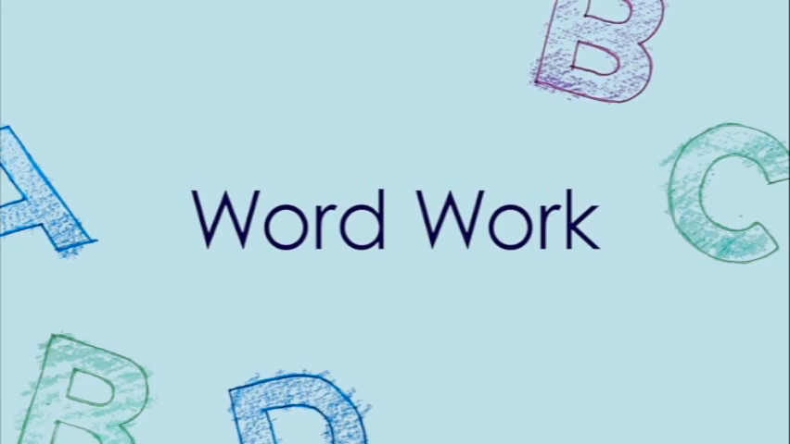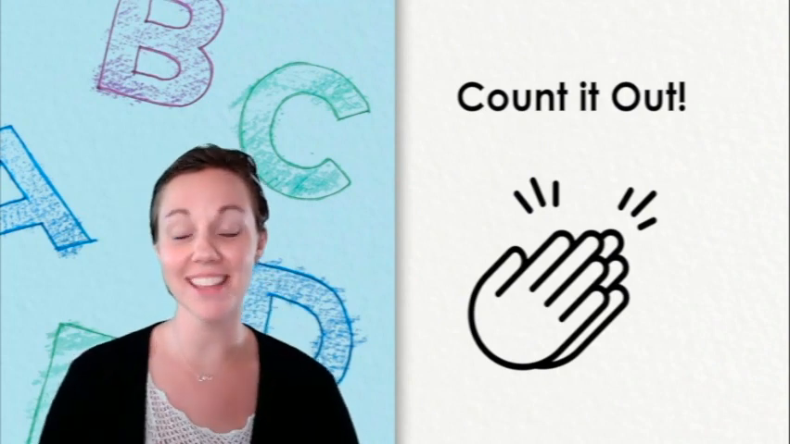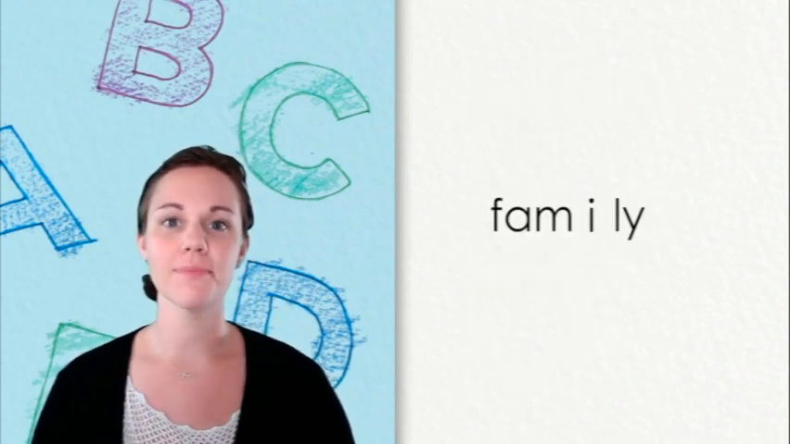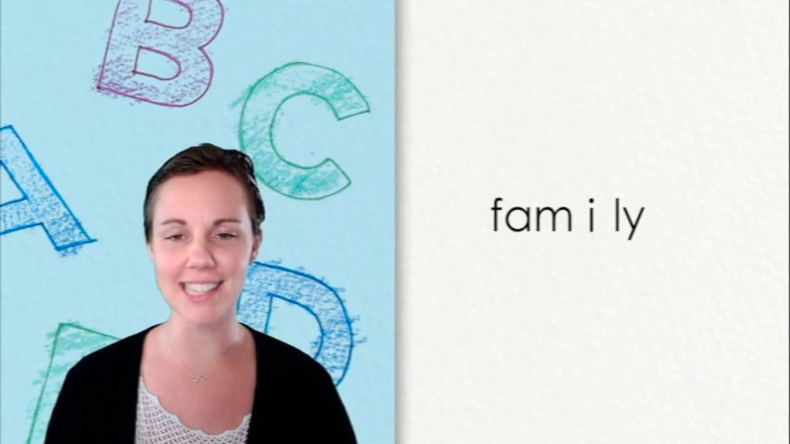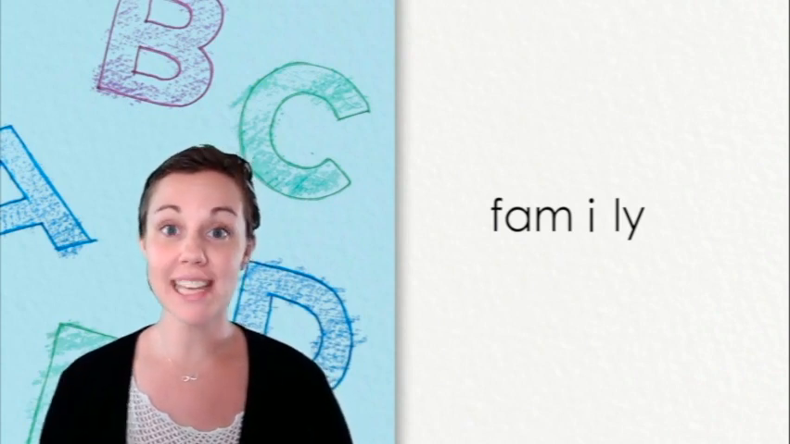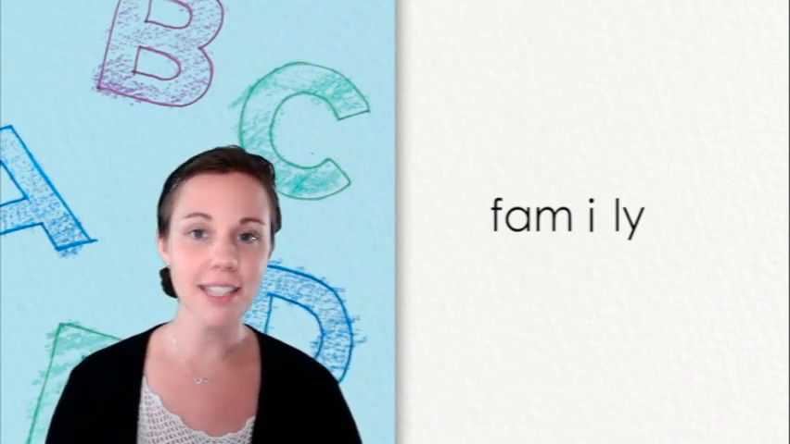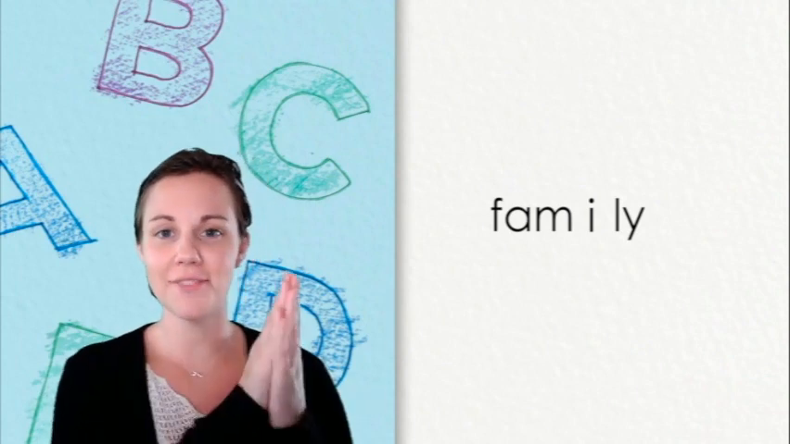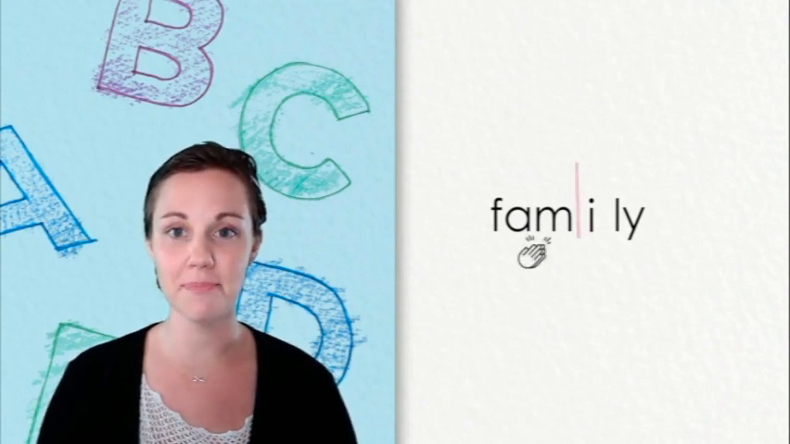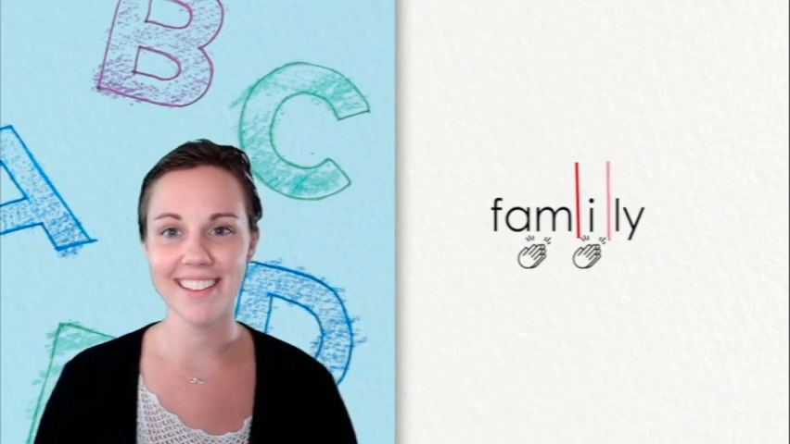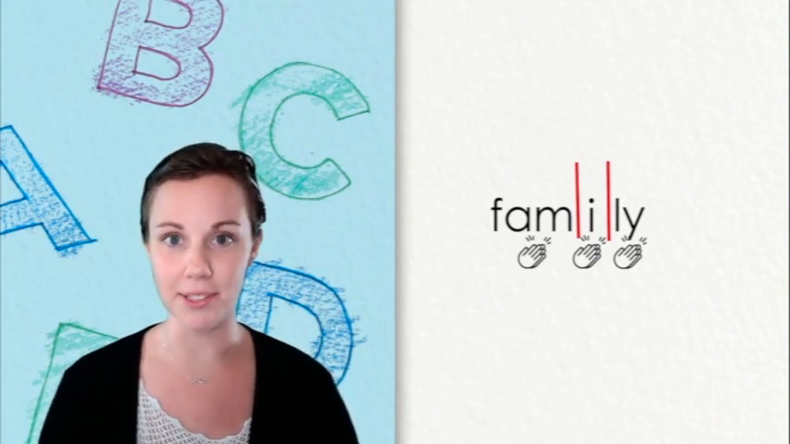Word work. In this activity, we're going to count it out. Let's go ahead. This is the first word we're going to look at. It says family. Go ahead and say it. When we count it out, it means we're going to clap out the syllables in the word. Let's try it with the word family. Family. You can see here how we clapped it. We have 3 syllables.